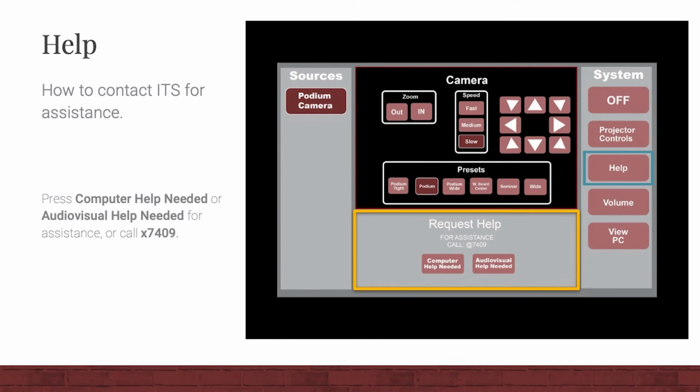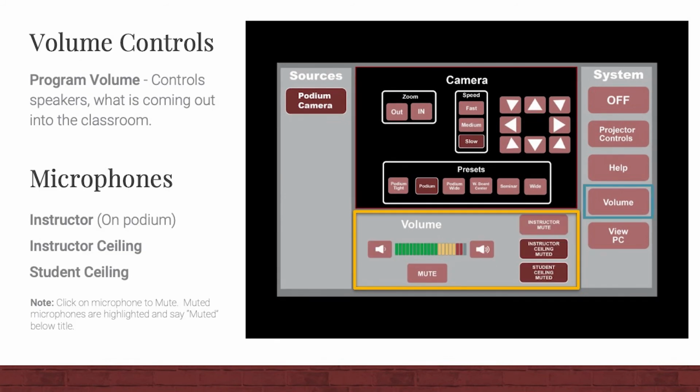Click on the Help button to get information on how to contact ITS. You will have access to ITS extension and two buttons, Computer Help Needed and Audiovisual Help Needed. Click on the button that is appropriate for your issue. Clicking these buttons will send an email to ITS and a tech will be dispatched to the classroom to provide you assistance. In Volume, you will get access to control the speakers in the room.